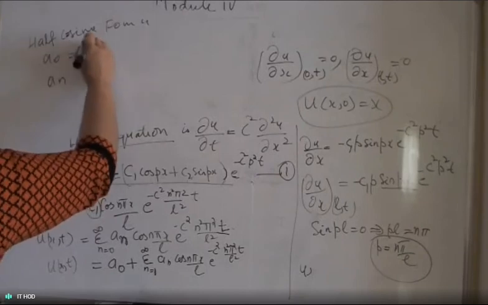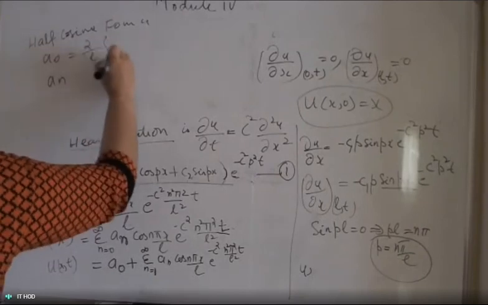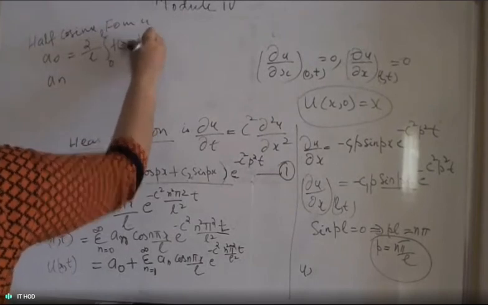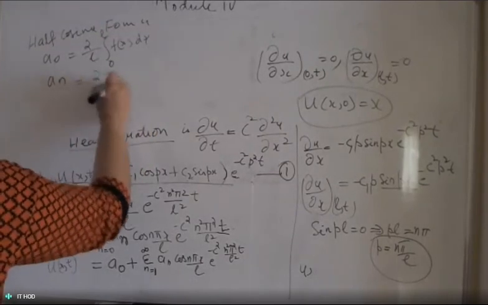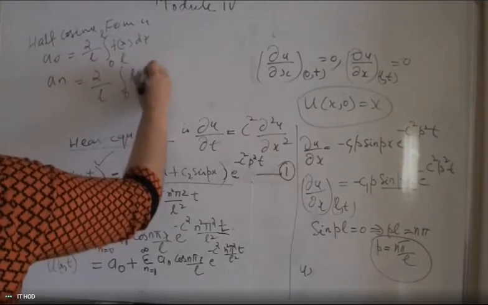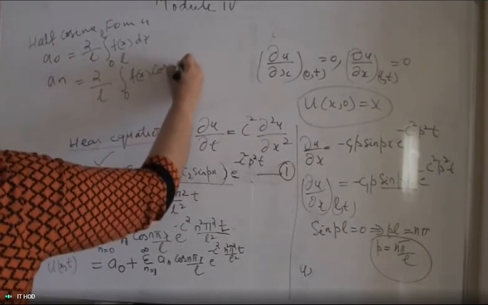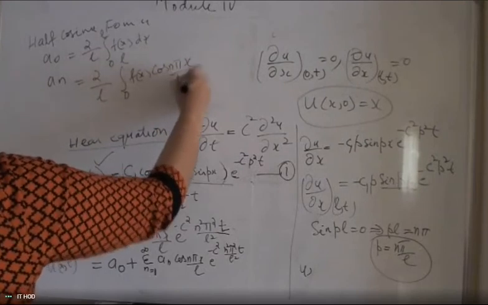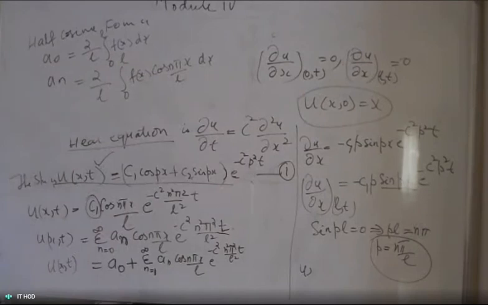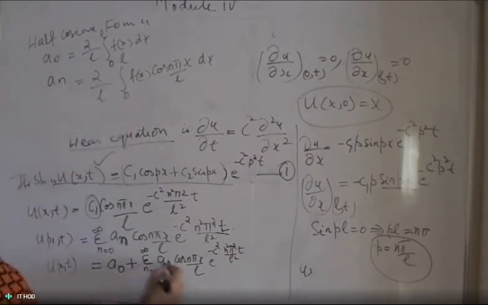What is a naught? 2 by L into integral 0 to L f of x dx. This is our a naught formula. For a n, it is 2 by L integral 0 to L f of x cos n pi x by L dx. These are the two formulas, so we need to use them in order to find a naught and a n.